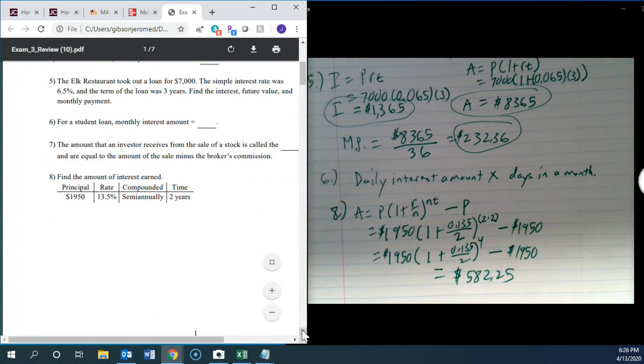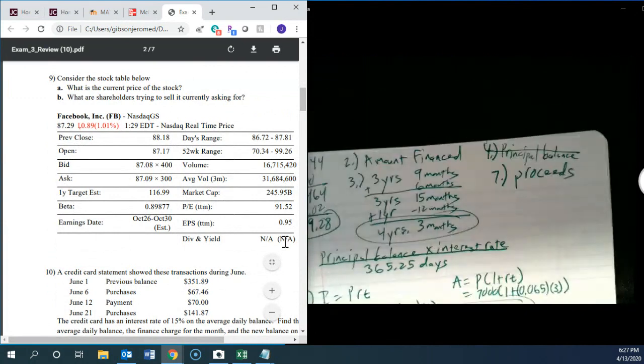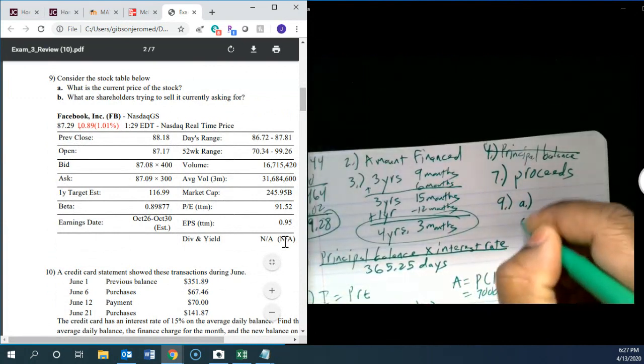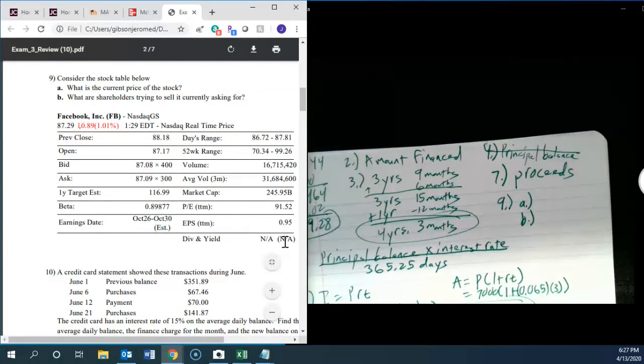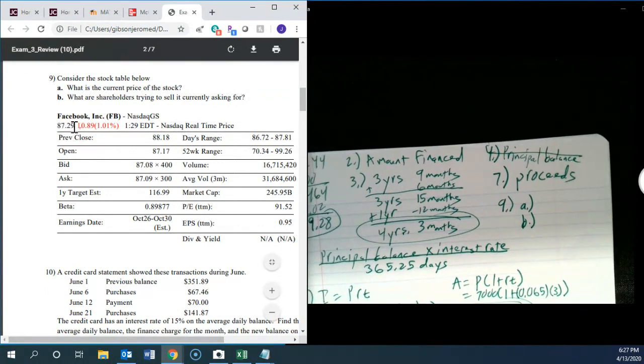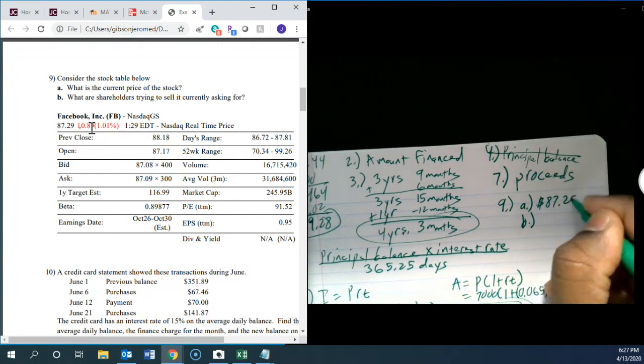Now we come here to the next page. We go here to number 9. It says number 9, consider the stock table below. I'm going to write number 9 up here because number 9 is very short. So we have A and we will have B. Number 9, it says, what is the current price of the stock? The current price is located here, which is $87.29.